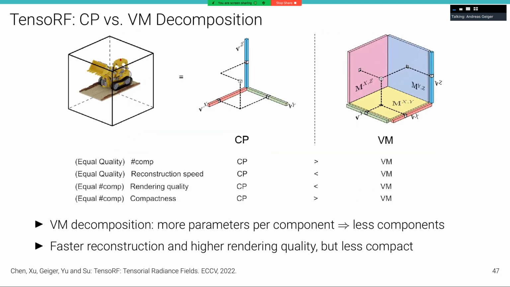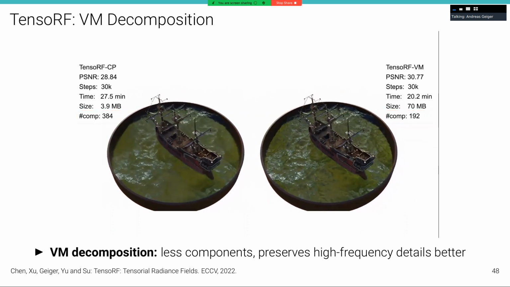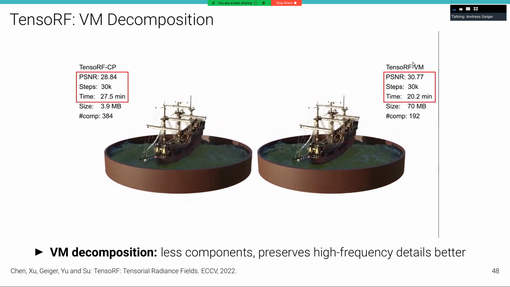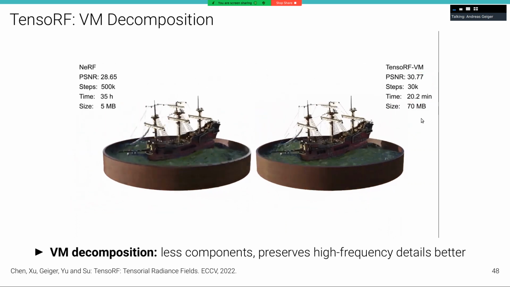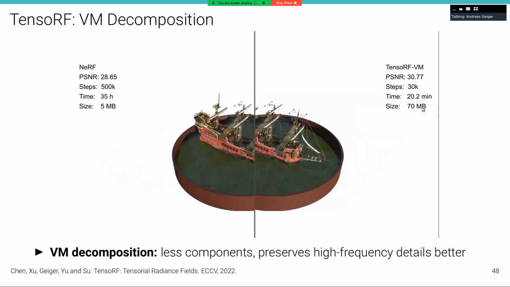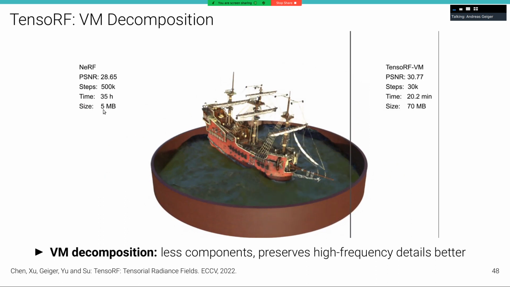In contrast, the VM decomposition requires more parameters per component, but then requires fewer components. And so we have faster reconstruction and ultimately higher rendering quality at the expense of a less compact representation. So here's a result of the VM decomposition. On the left, we can see the CP, on the right, the VM. We can see that it requires fewer components, but it requires more space, in this case 70 megabytes, while, for example, the vanilla NeRF representation requires only 5 megabytes.